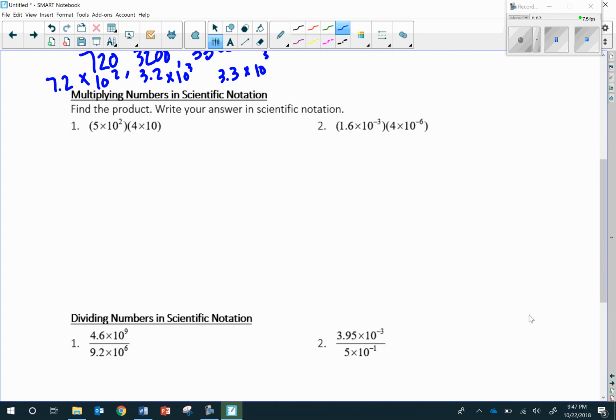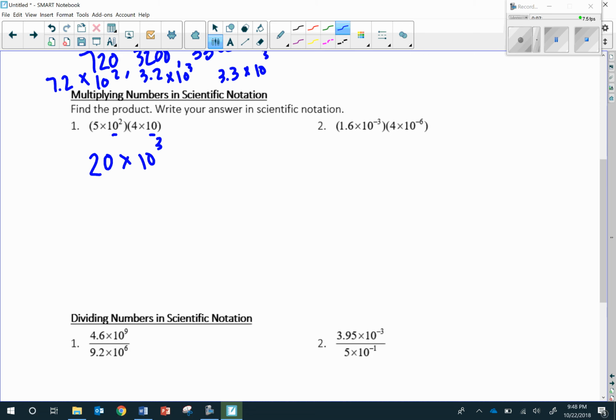There we go. All right, we're going to talk about how to multiply numbers in scientific notation. So as always, when it asks us to find the product, that does mean an answer to a multiplication problem. So the first thing I'm going to go ahead and do is multiply 5 and 4 to get 20. If you notice, my base is the same here, and if you remember about your exponent rules, when you have the same base, you simply keep the base the same and add the exponents. So this would be 10 cubed.